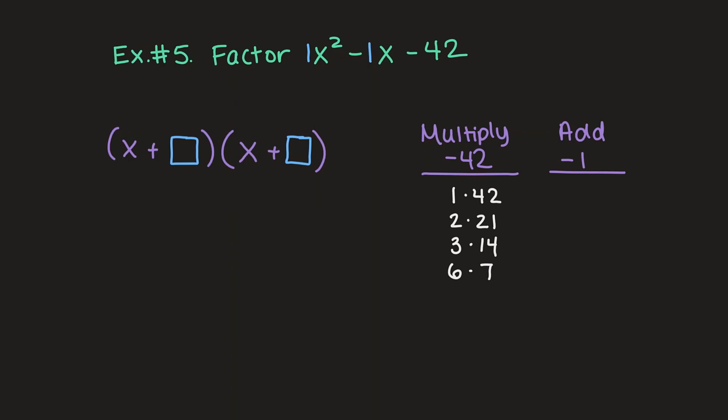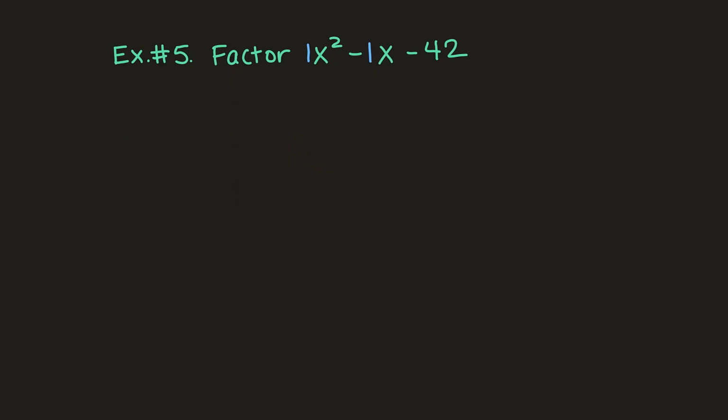Okay, so it looks like the correct pair will be 6 and 7 if we make the 7 a negative. So if we multiply 6 times -7, this will give us -42. And if we add 6 plus -7, this will give us -1. Therefore, these are the correct numbers. So our trinomial factors to x plus 6 times x plus -7, which is the same as x plus 6 times x minus 7.